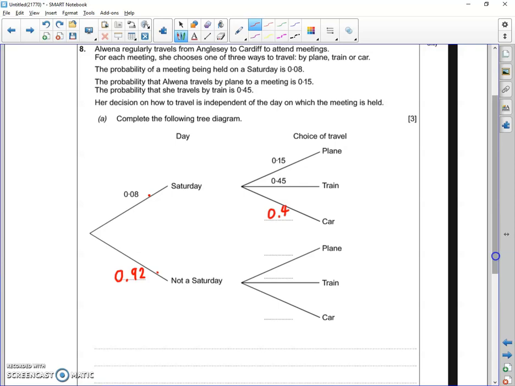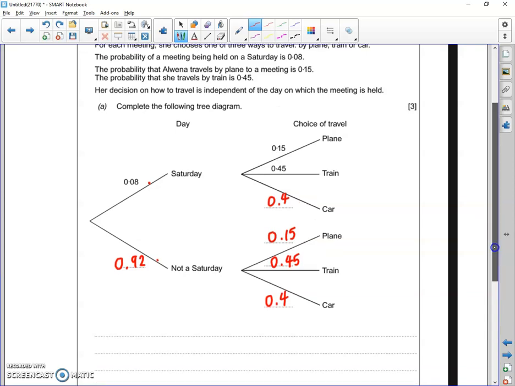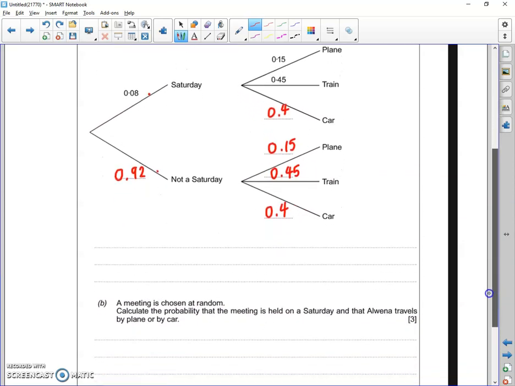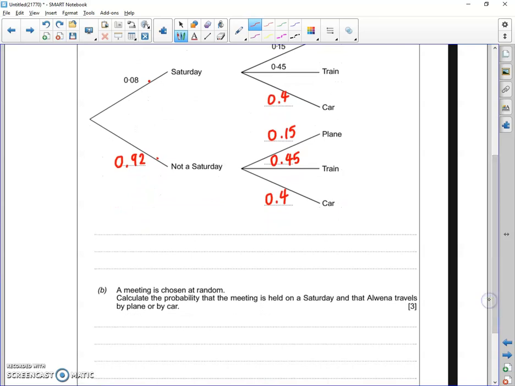And then, because it says travelling on a day is independent of what day it's held, that tells us that these values at the bottom are the same as the ones above. They don't change because it's a different day. Okay, independent means not affected by. So that's going to get you a couple of marks already just for filling in the tree. Then we've got a meeting is chosen at random. Calculate the probability that the meeting is held on a Saturday and that Alwina travels by plane or by car.